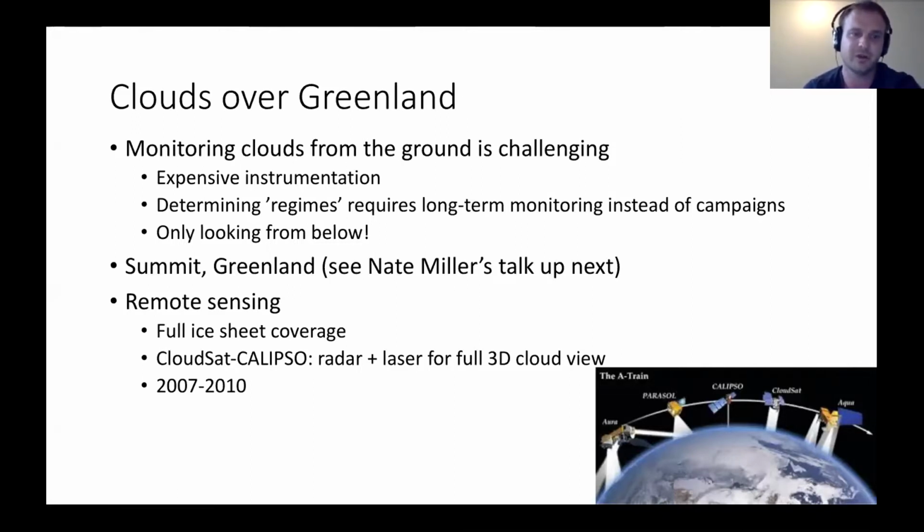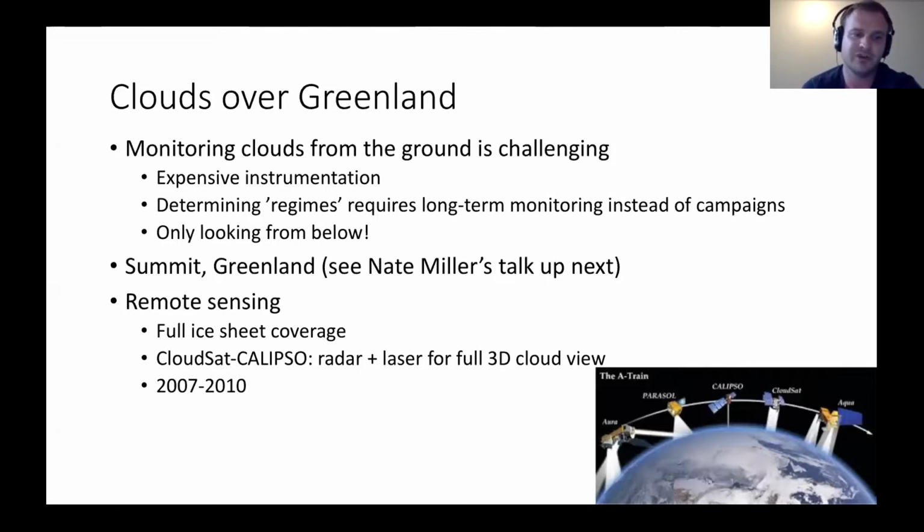Of course, there are very important local in situ observations going on in Greenland. One of the most important locations is Summit, maybe the most important, and that's what Nate will be talking about next. But what I will be touching upon is the interesting application of satellite remote sensing. Because satellite remote sensing, unlike field observations, gives us coverage of the full ice sheet and also outside of the ice sheet, for the entire globe.